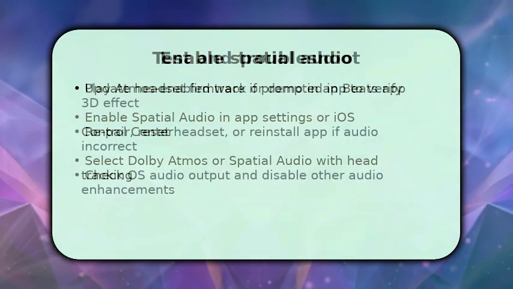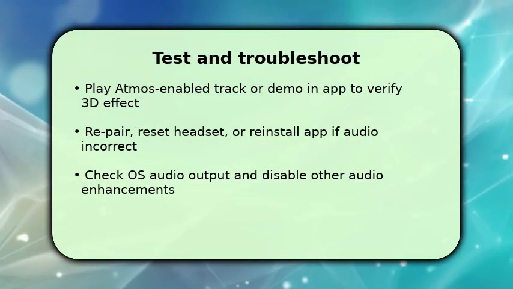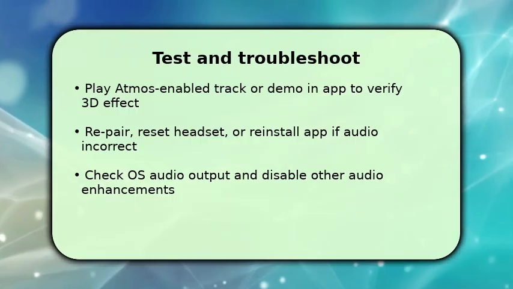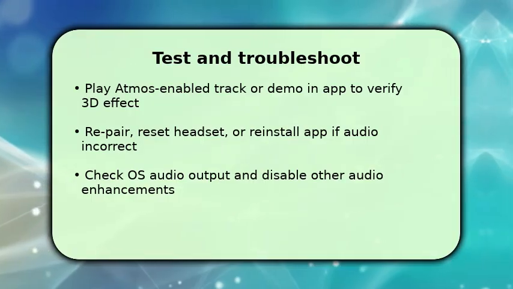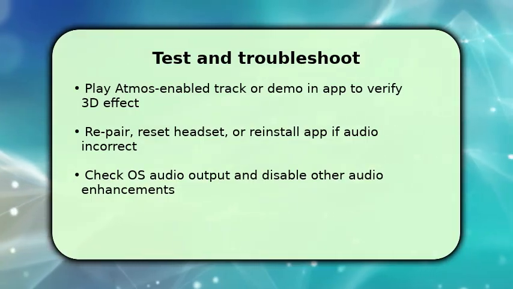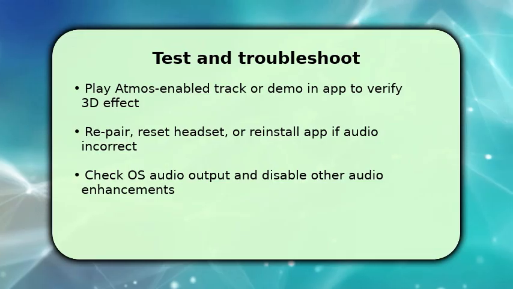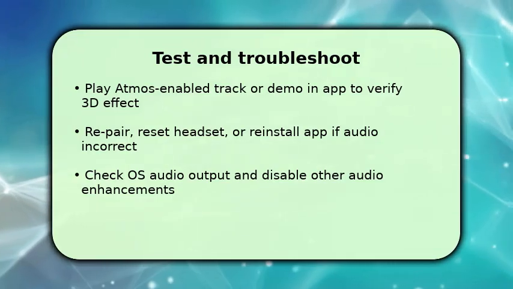You finish by verifying spatial imaging with an Atmos-enabled song or the app's demo track. Move your head to confirm the sound field shifts. If it doesn't, first repair the headset, restart the phone, and retry. A factory reset of the Studio Pro often clears persistent bugs.